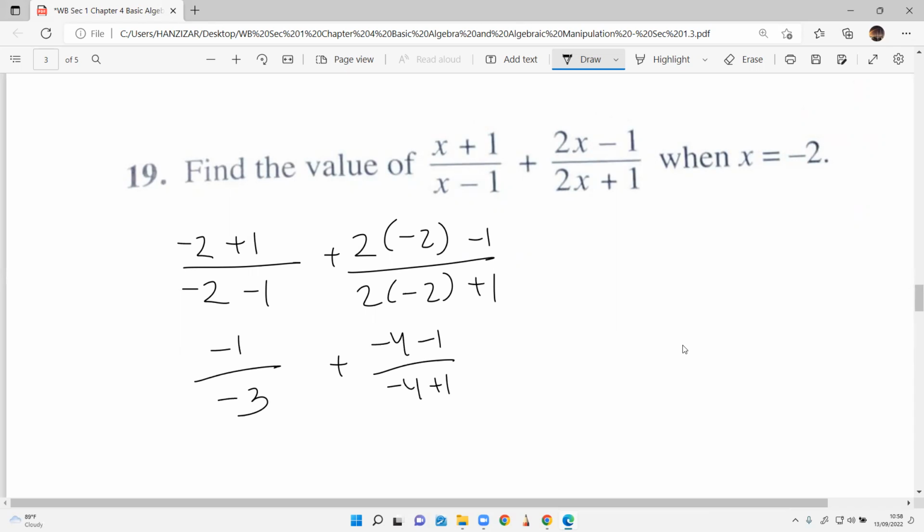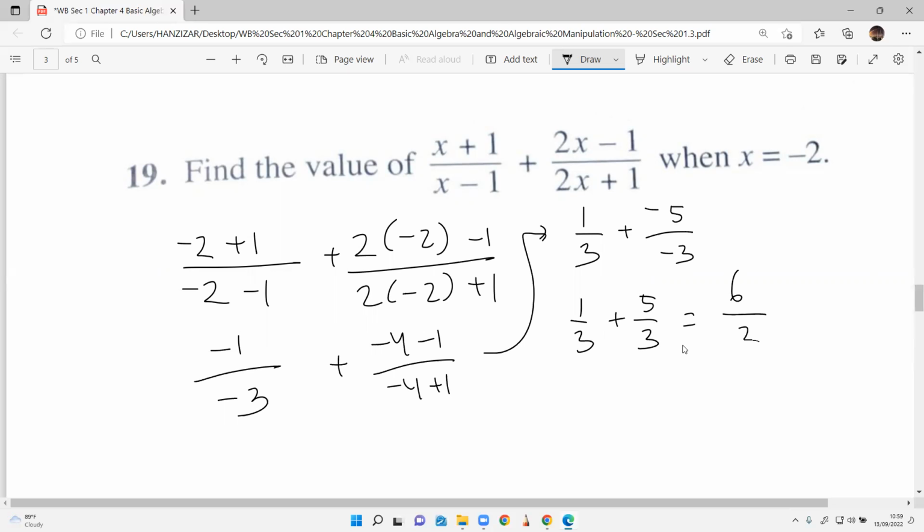Get it? I just changed all the numbers. -1 over -3 is 1 over 3. Plus -4 minus 1 is -5. -4 plus 1 is -3. Can you just cross out the negative? Why? Because negative becomes positive. So write down one more time. Done? 6 over 3. Okay, you may write it down.